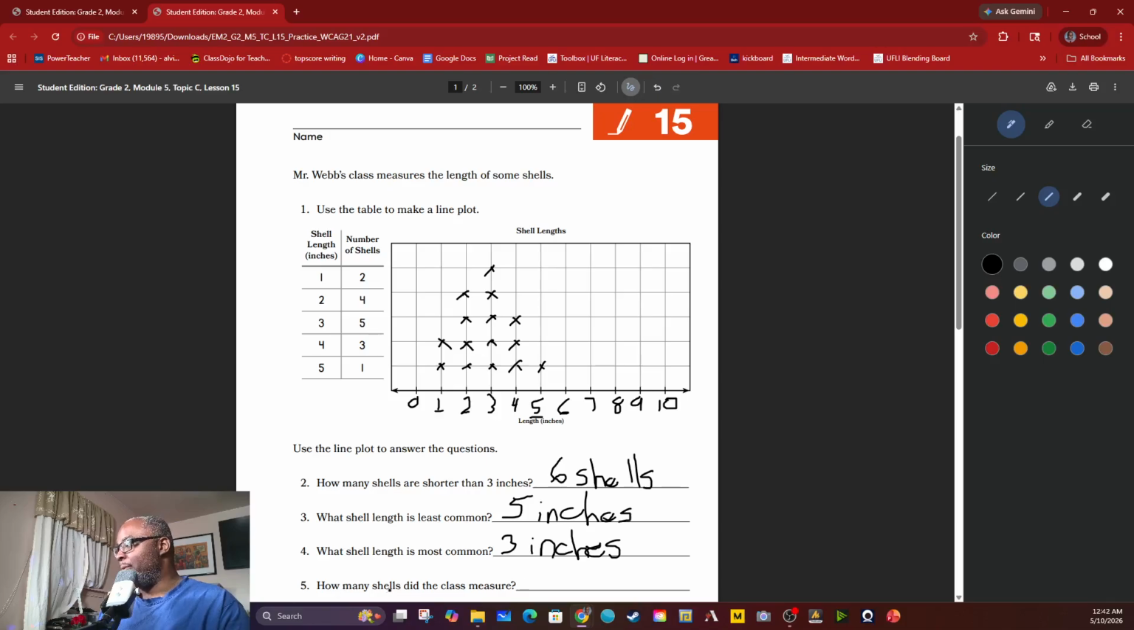It says, how many shells did the class measure? How would you figure that out? How would you figure out how many shells the whole class measured? How many did they measure in total? So I'm gonna let you figure it out.